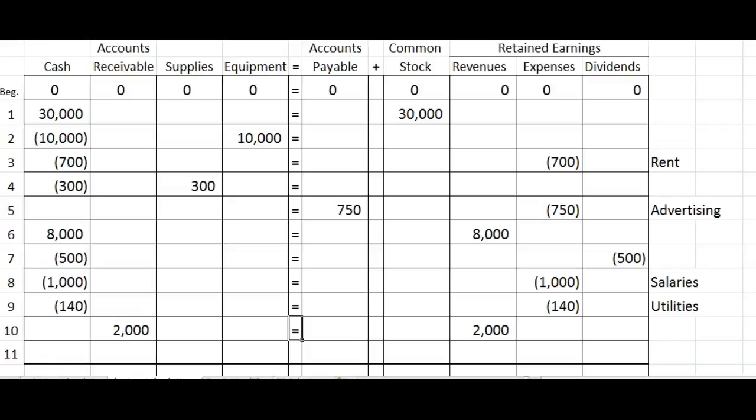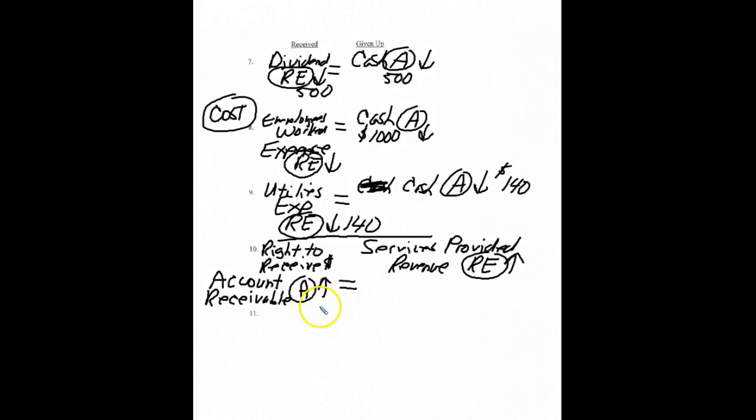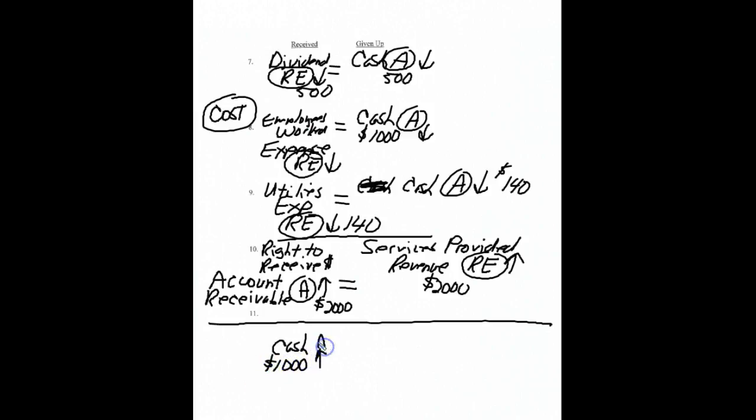Okay, one more transaction. In transaction 10, we had an account receivable of $2,000 because we provided services worth $2,000. Now in 11, of this accounts receivable, it tells us we collected cash of $1,000 of that. So what's the company receiving? In 11, they're going to receive cash, $1,000. It's coming in. We know cash is an asset, so that's going to go up. So cash comes in for $1,000, causing assets to go up.